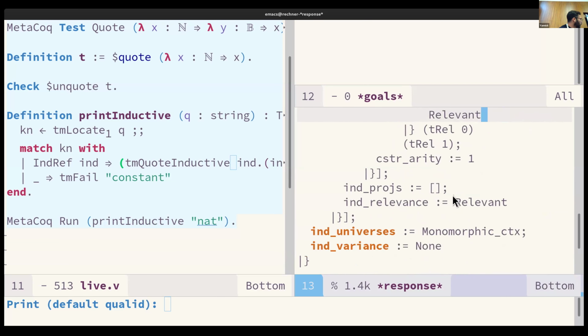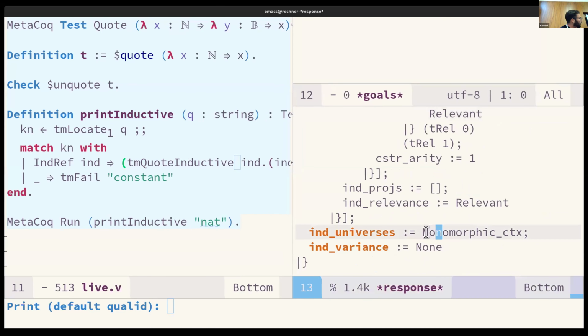And, well, that's it. And then it says also that inductive natural numbers are not polymorphic, and I don't know what the variance is doing, but yeah. Okay, yeah.